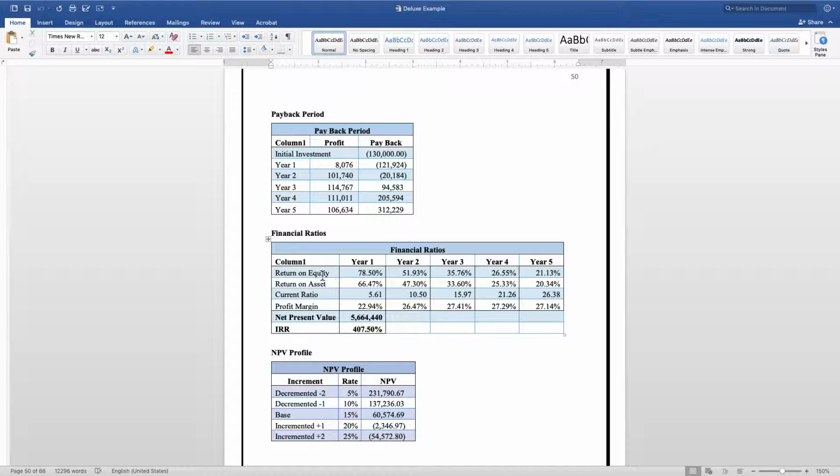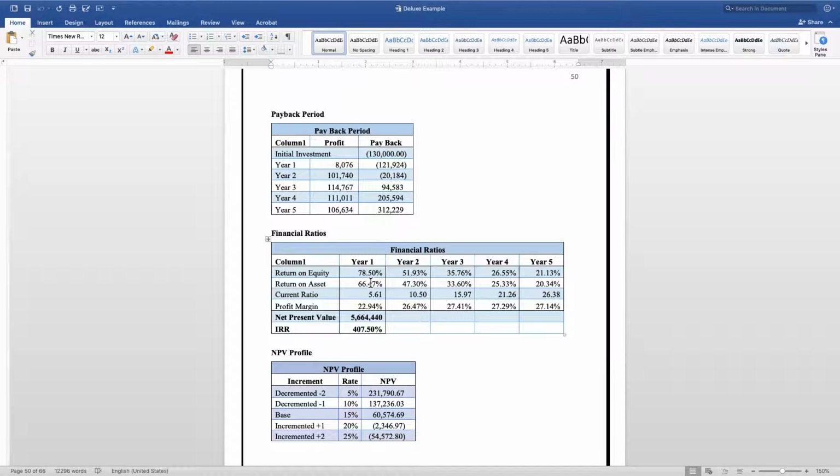The financial ratios that I'd like to touch on are the return on equity, return on assets, current ratio, and the profit margin. Also, when I do my ratios, I'll put in the present value of the expected cash flows and the internal rate of return as well. I'm also going to project the ratios for the next 5 years.